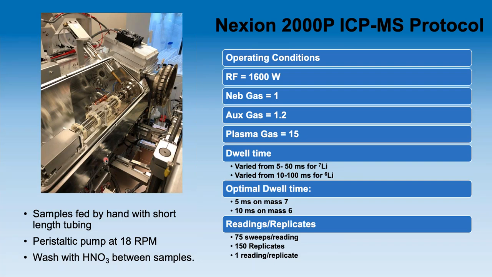What we want to do is kind of trick the machine to act like a multi-collector. We want it to read these things as simultaneously as possible. So for our optimal dwell times, we kept them short, 5 to 10 milliseconds.